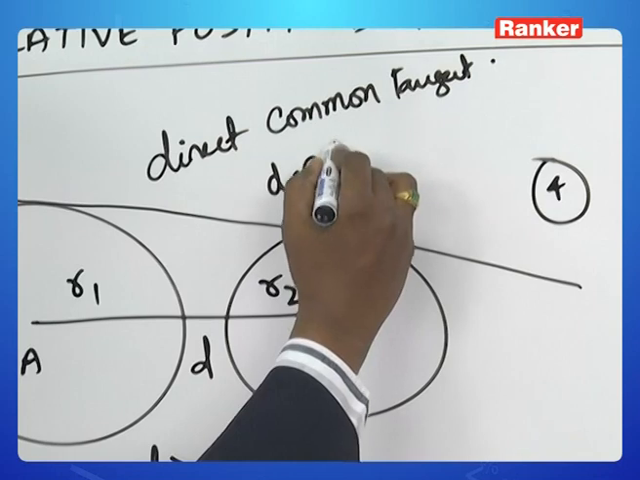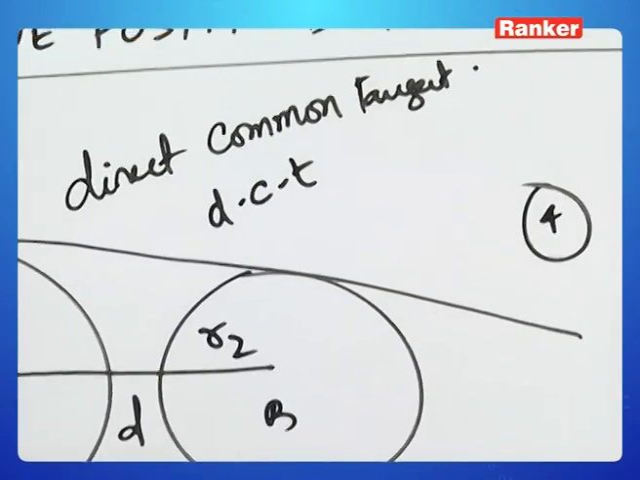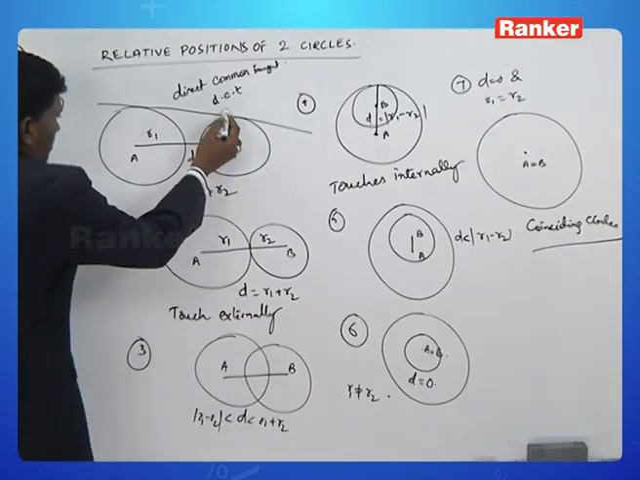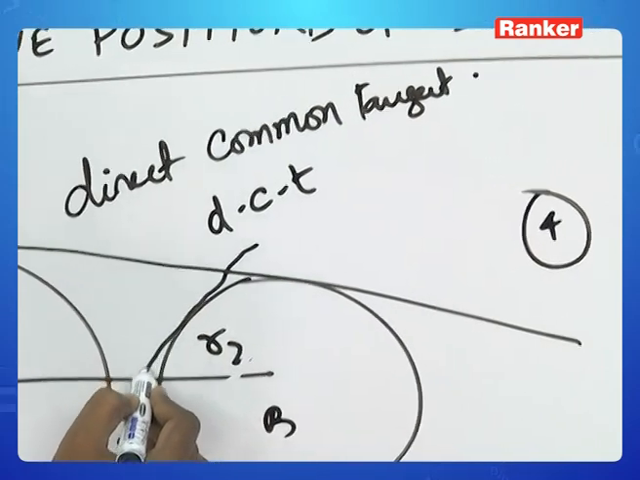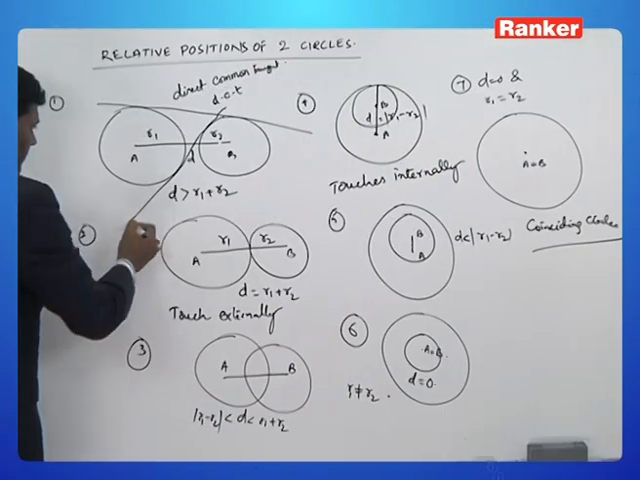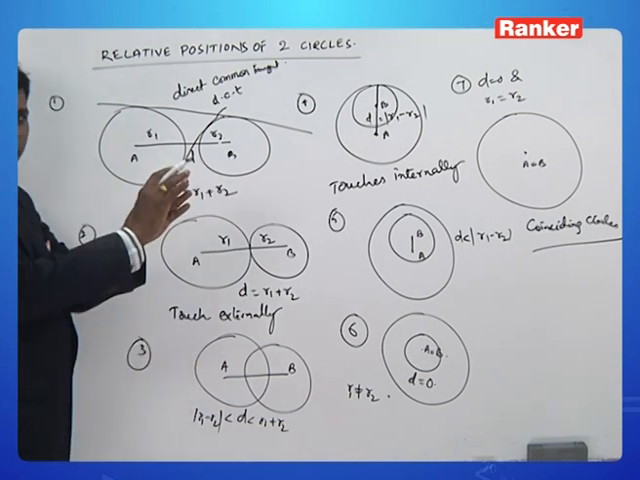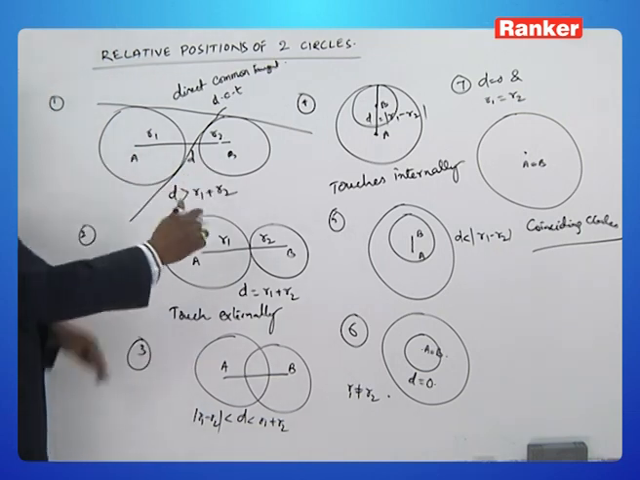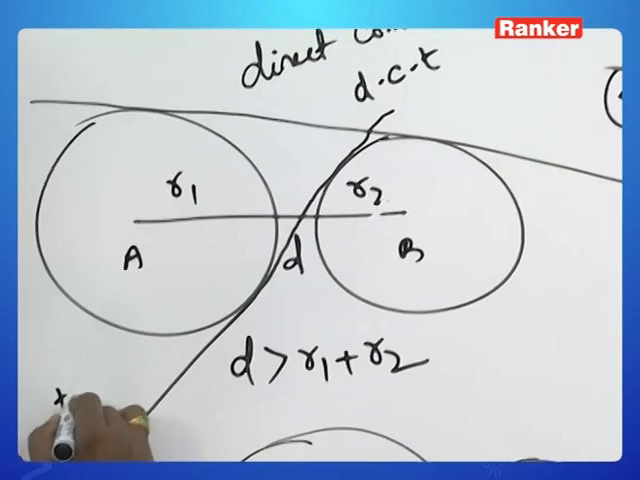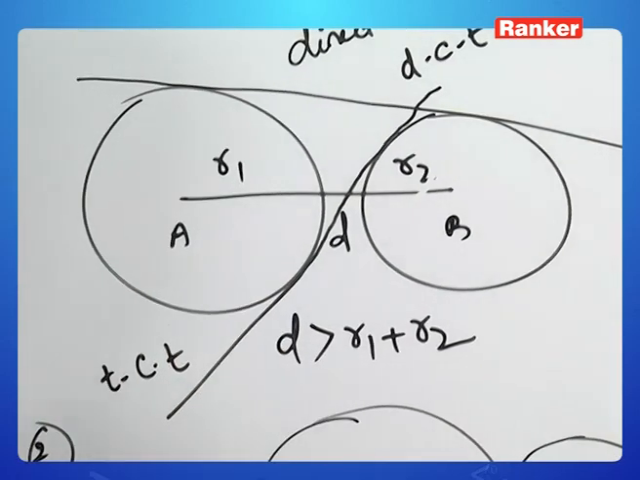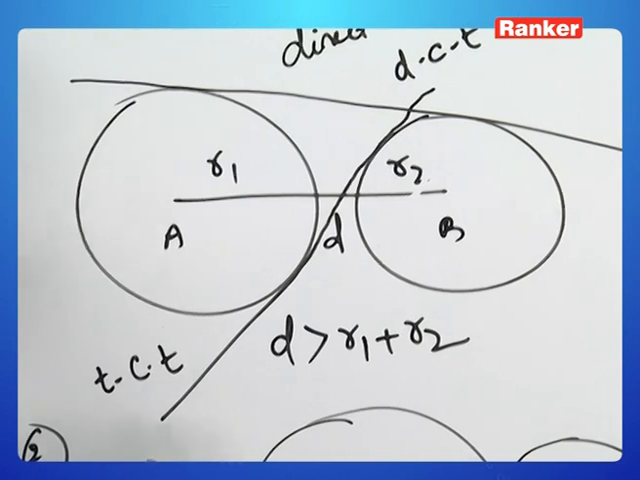Shortly, now onwards, I will call it DCT. If you observe one more common tangent, to this common tangent, both the centers are lying on either side of the line, which is called a transverse common tangent. Shortly, we can write it as TCT.